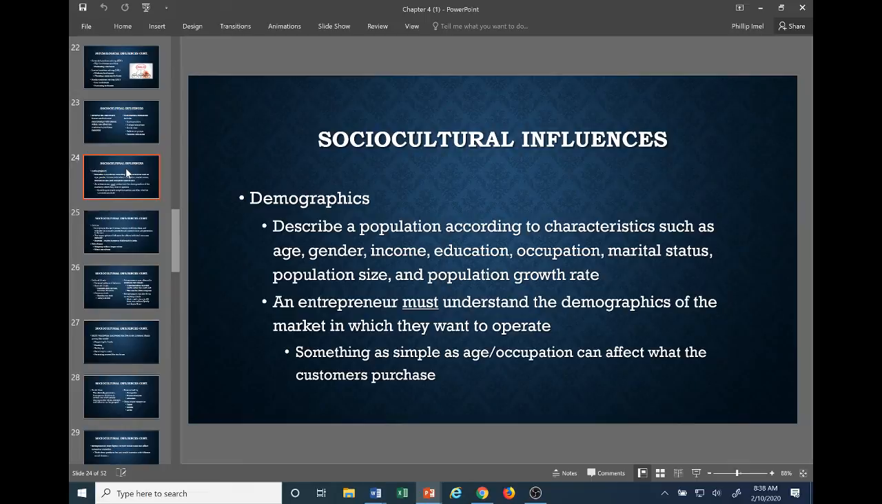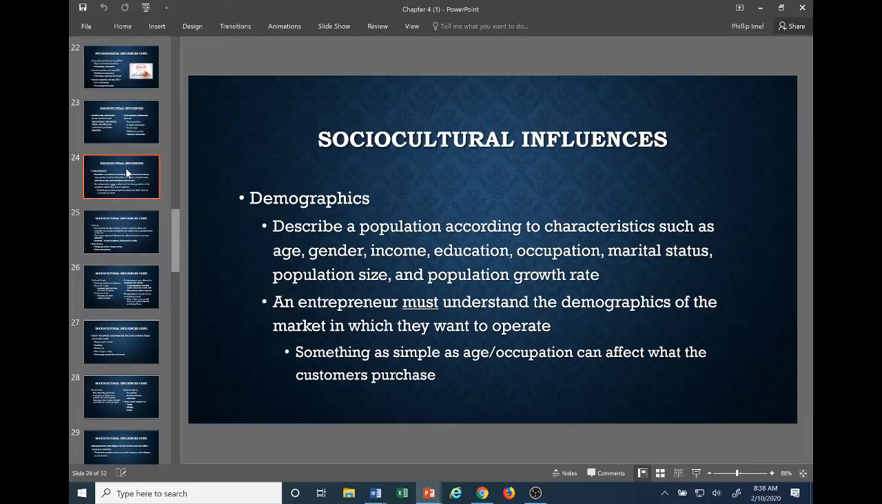So demographics describes a population according to its characteristics. These characteristics could be the age, gender, income, education, occupation, marital status, population size, population growth rate, stuff of that sort. An entrepreneur must understand the demographics of the market in which they want to operate. Something as simple as age or occupation can affect what the customers purchase. So obviously demographics is very important here. We have to know the demographics.